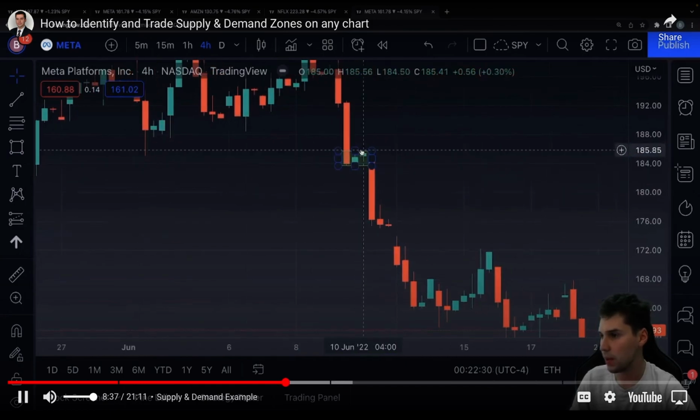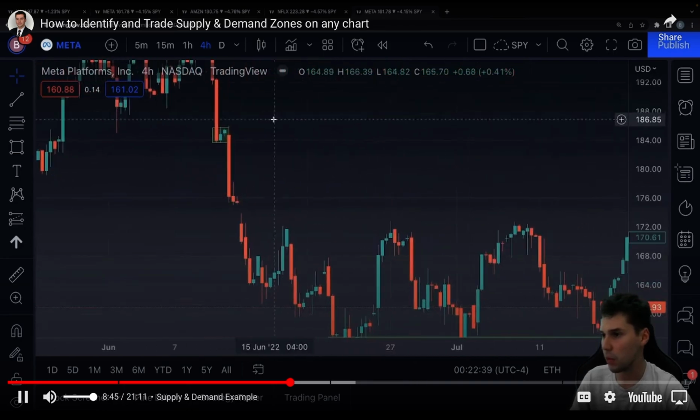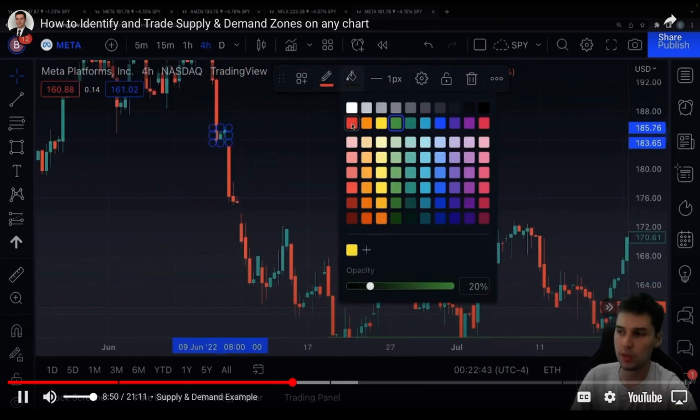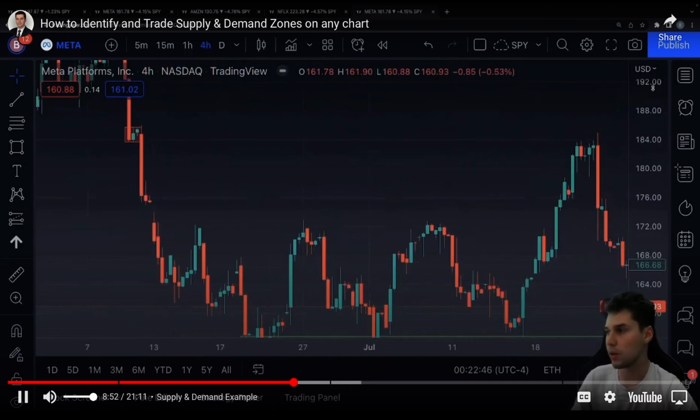So I'm going to do that. I'm going to draw the top of the box using these wicks over here, and I'm going to draw the bottom of the box using these candles over here. Now I'm going to label this box red, just so I know it's supply. There's no real reason to be doing this. It just sort of looks better on the chart.